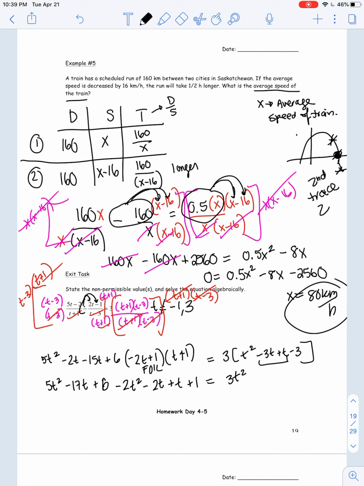These guys are going to become negative 2t, and negative 2 times 3 is negative 6t, and then minus 3. Oh, sorry, I should have distributed that 3 to it, so it should be minus 9 actually.